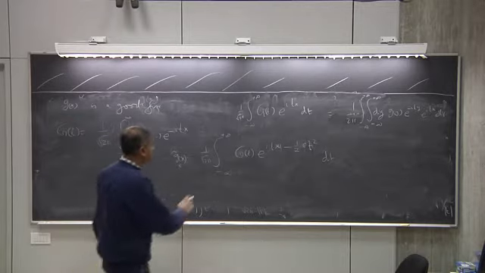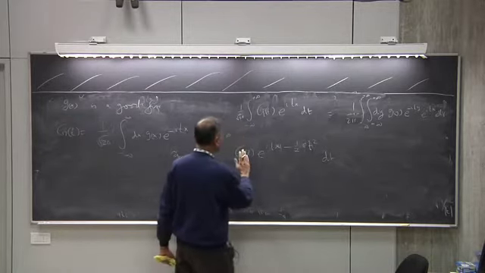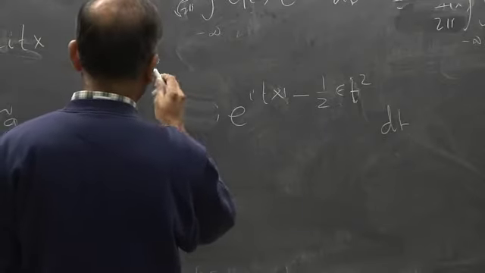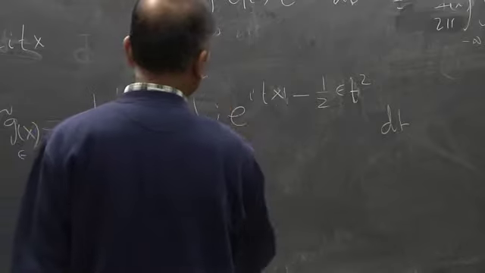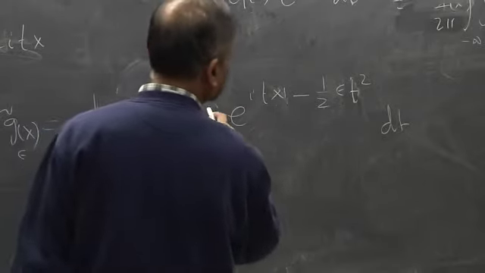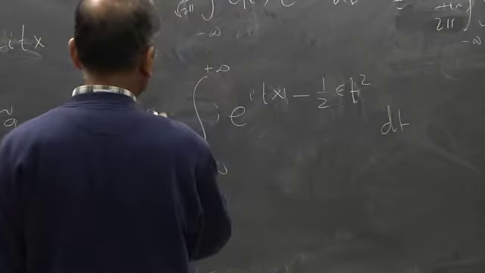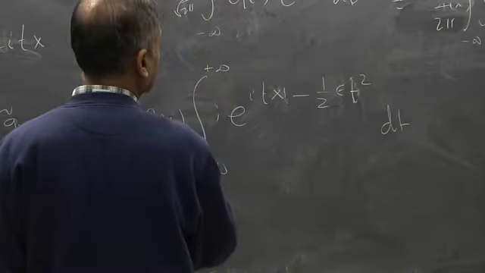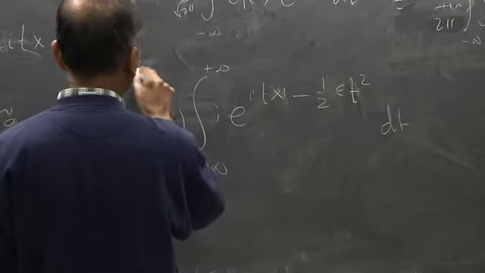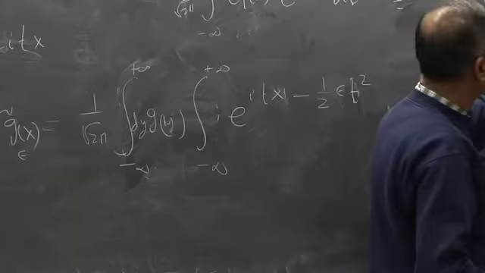Okay, now substitute this G of t inside here. So that's the same as, let me write it like this: you have minus infinity to plus infinity, and then G of t times g of y dy, minus infinity to plus infinity, and then there is an exponential e to the minus i t y.